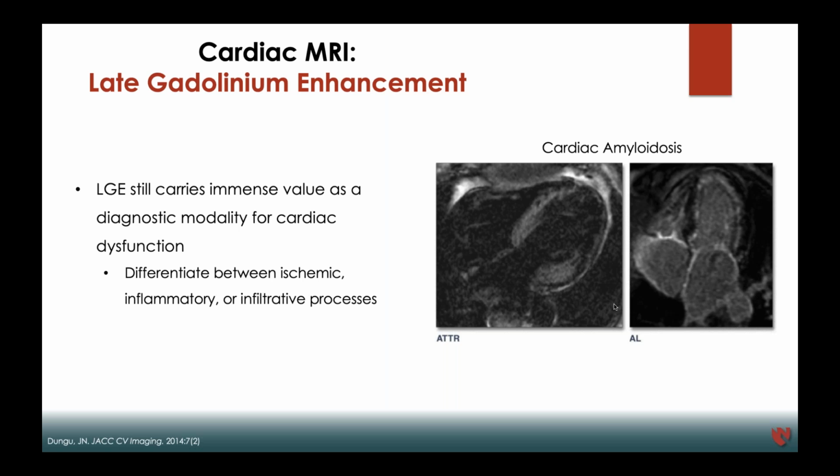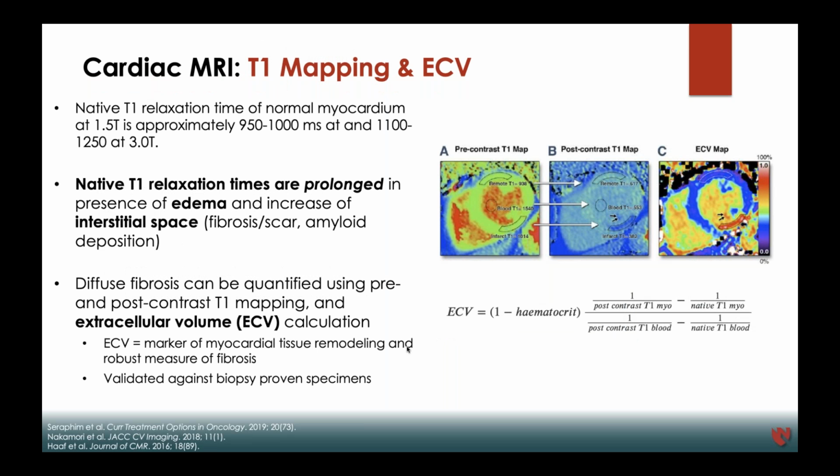They're not necessarily 100% specific to that type of amyloid, but you can see that cardiac MRI can at least give you an idea of what you might be dealing with, and that can be helpful to the oncologist as well. So let's move away from LGE and talk about another potential biomarker for detecting subclinical cardiotoxicity.